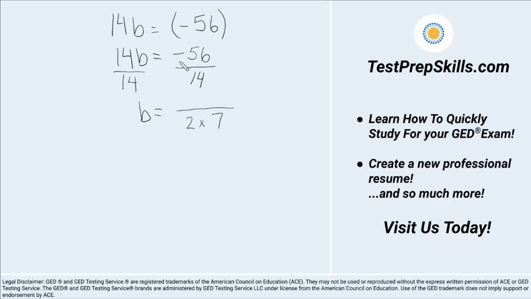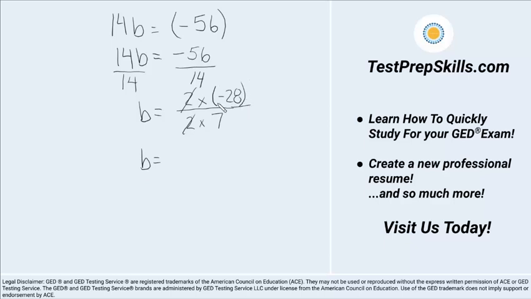Now, what times 2 will equal -56? Let's see. 2 times 28. In this case, actually, it's negative 28. Let's not forget the negative. All right. So we got a 2 in the numerator, 2 in the denominator. They're multiplied, so we can cancel them. And we're left with b is equal to negative 28 over 7.